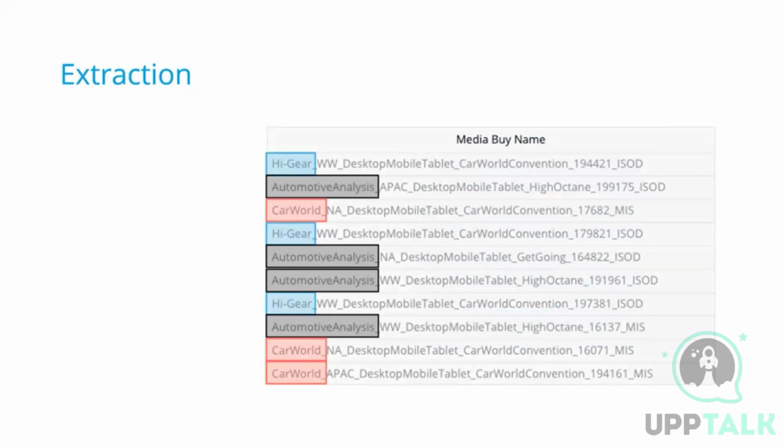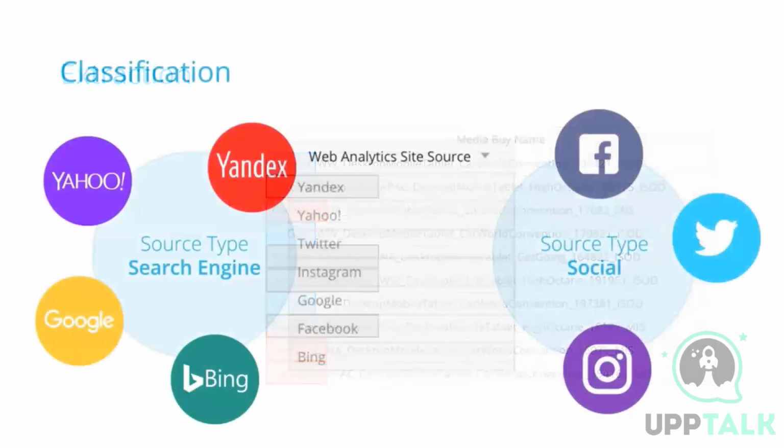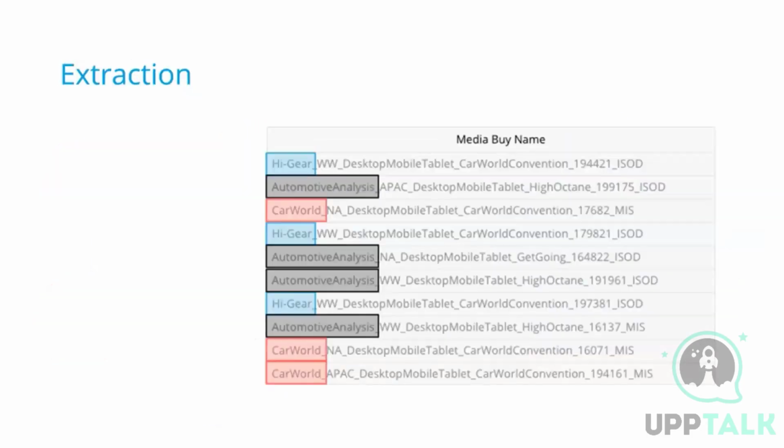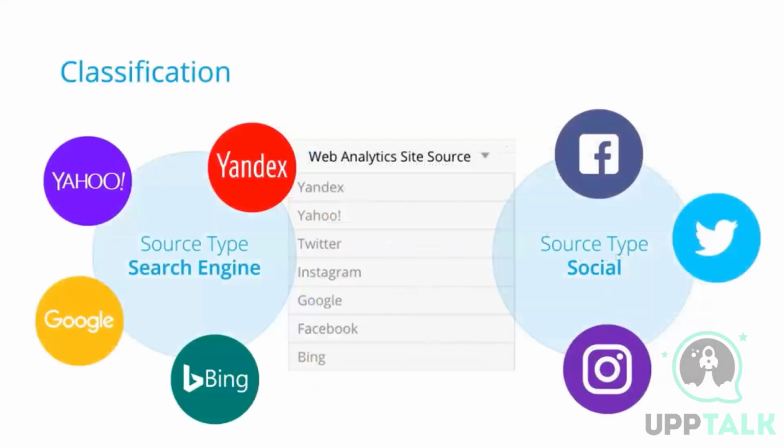Extraction. Say we need another dimension from the first position of our media buy name, which will help us to do some kind of analysis. We see, like, high gear or automotive analysis, car world. Maybe these as a dimension will make much more sense with my measurement, and I want it as a single measurement which comes from the media buy name. Calculated dimensions come into being, and it helps us do that.